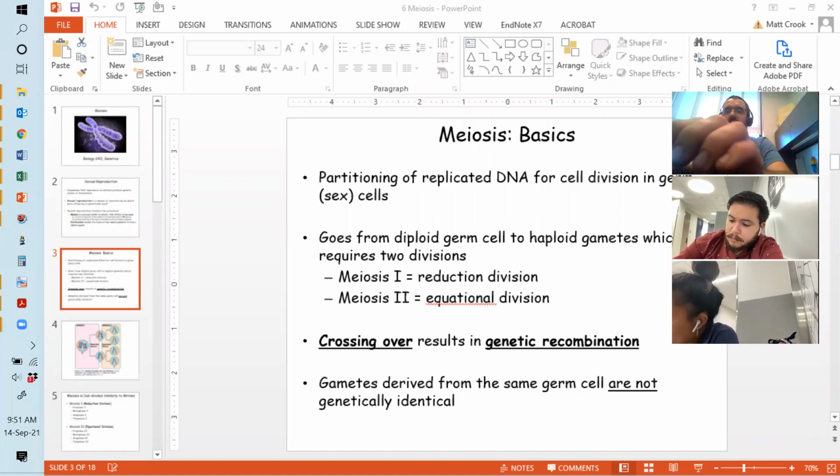Second big deal is random alignment of homologous chromosome pairs, also called tetrads, on the metaphase plate. And that occurs in metaphase one. And is the, I don't know, not molecular, cellular basis, I guess, for the law of independent assortment.